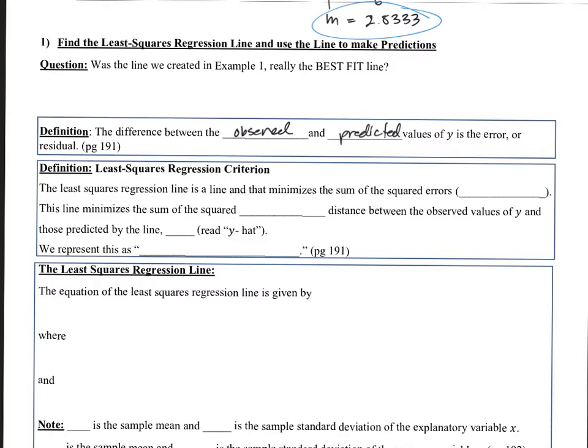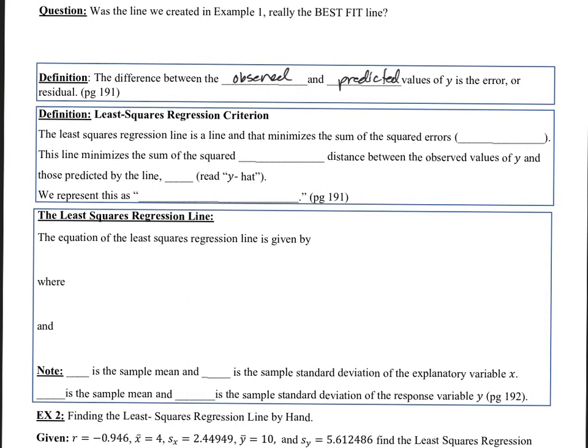Okay. So let's look at the definition for least squares regression. Or actually, this is the criterion for least squares regression. The least squares regression line is a line that minimizes the sum of the squared errors, or residuals. This line minimizes the sum of the squared vertical distance between the observed values of y and those predicted by the line, y hat. We represent this as: minimize the sum of residuals squared.